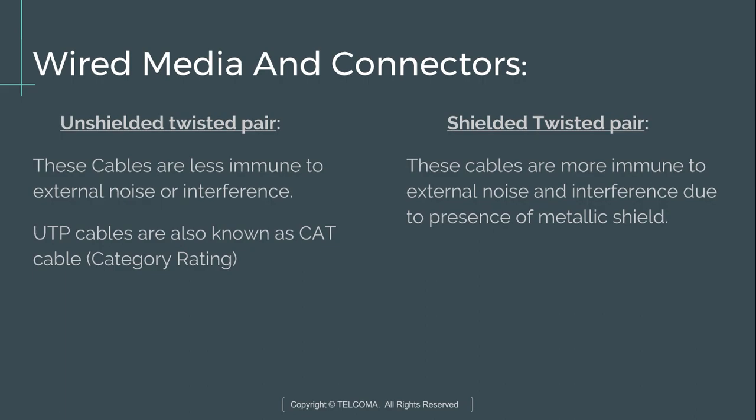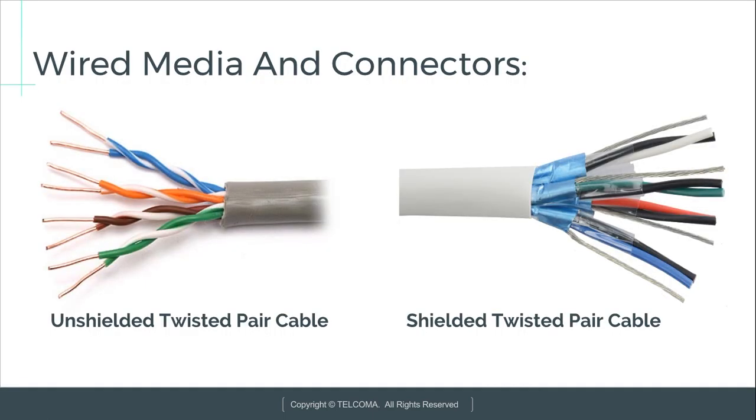Then, unshielded twisted pair cables are less immune to external noise or interference because they contain less protection, whereas shielded twisted pair cables are more immune to external noise and interference due to the presence of a metallic shield. UTP cables are also known as CAT cables, that is, category rating cables. This is a diagram of unshielded twisted pair cable and shielded twisted pair cable. Unshielded twisted pair cable has the inner jacket and the outer jacket, whereas shielded twisted pair cable has the inner jacket, then the protection over the inner jacket, then the main outer jacket made of PVC plastic.